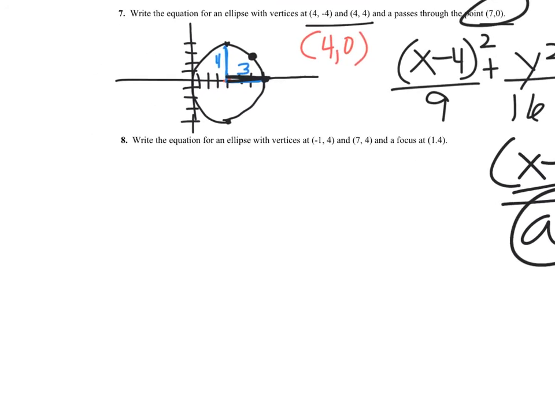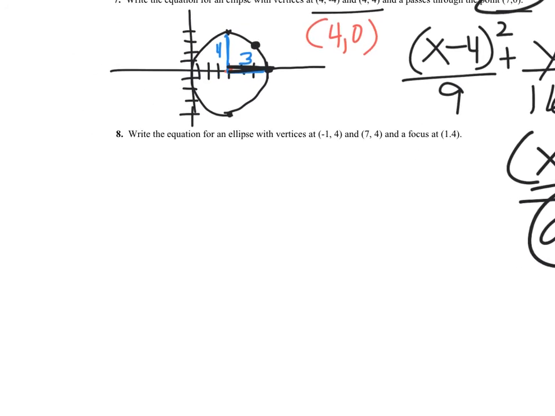All right, last one. And this one's the hardest one of all, which isn't really even that bad. Okay, write an equation for the ellipse given the vertices and the focus. We haven't been given one with a focus yet. Whenever you're given the focus, or focus point, you have to use the focus equation.